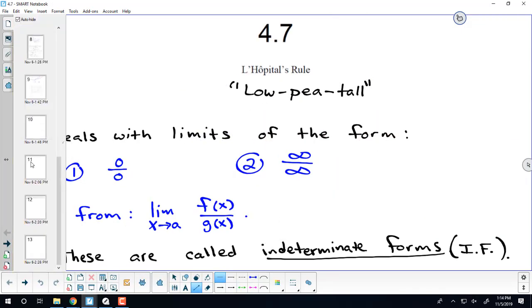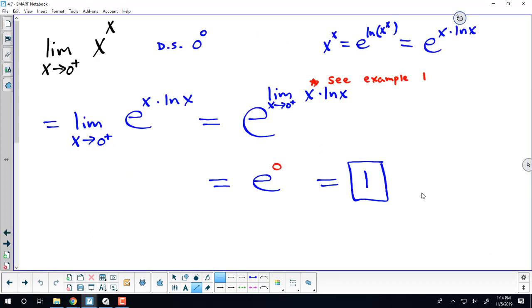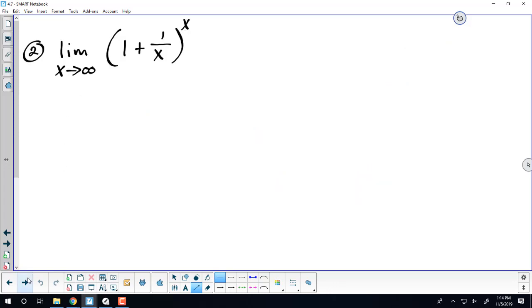Okay then. The one we looked at last class was x to the x. We'll look at a few more of these. So let's compute the limit at infinity of (1 plus 1 over x) to the x. What do limits at infinity tell us? End behavior. Typically that just translates to whether the function has a horizontal asymptote.